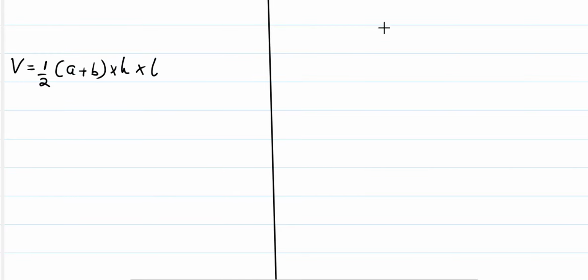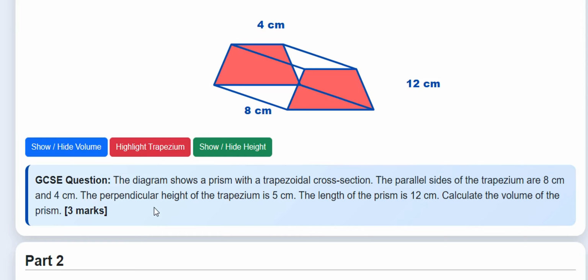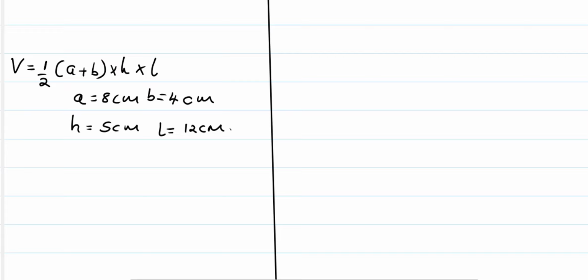So with this knowledge, can we try an example? So in this example 1, you are told the diagram shows a prism with a trapezoidal cross-section. As we said, you can see the trapeziums. Then the parallel sides of the trapezium are 8 and 4. Then the perpendicular height of the trapezium is 5 centimeters. Then the length of the prism is 12 centimeters. Calculate the volume of the prism. So in the question, we are given all these values here.